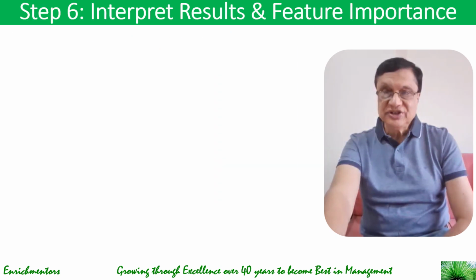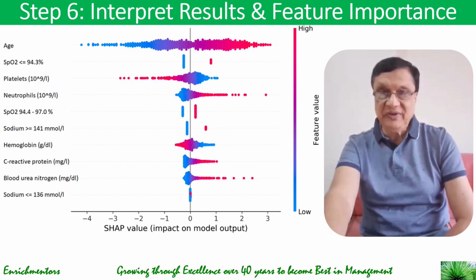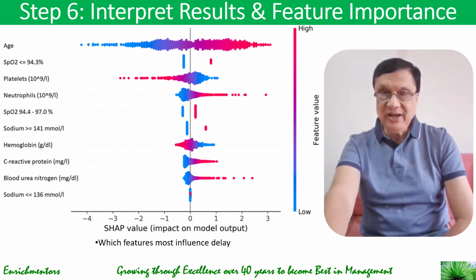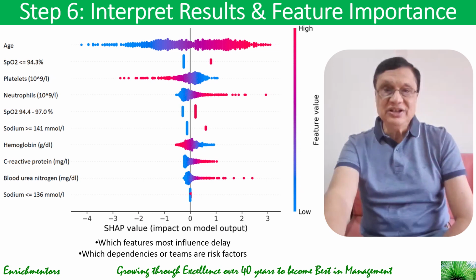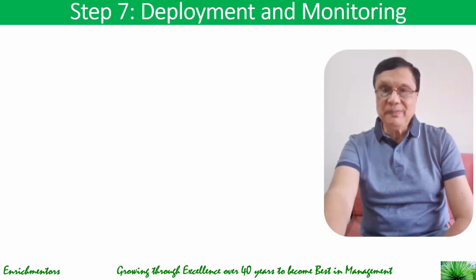You use Shapley additive explanations or feature importance plots to identify which features most influence delay and which dependencies or teams are the risk factors. So like this, you interpret results and feature importance. Then you start deploying and monitoring.